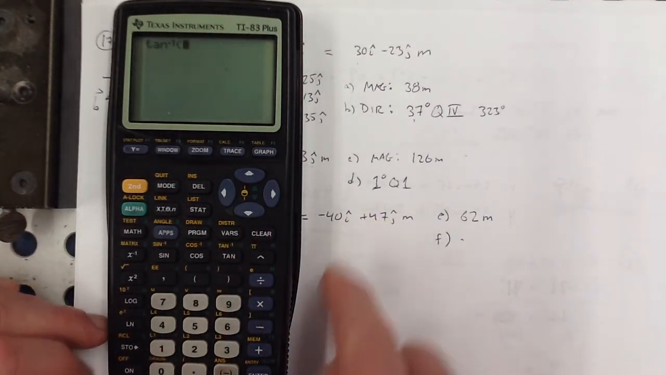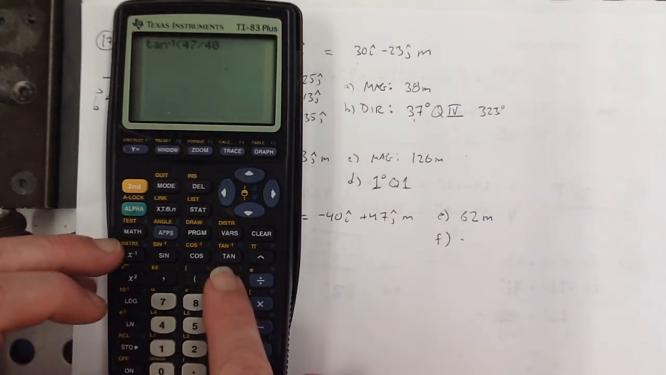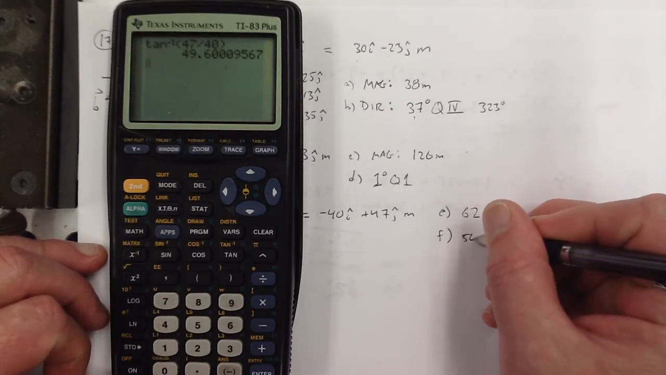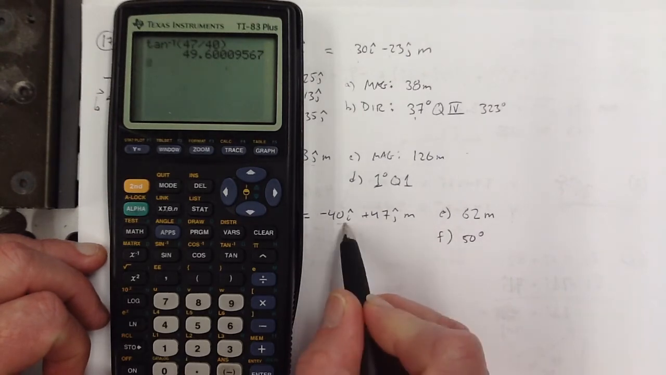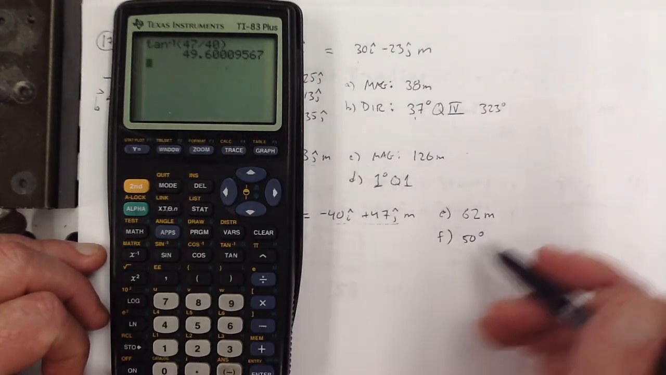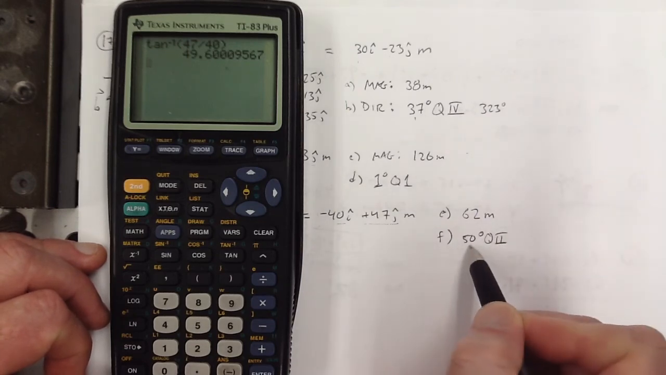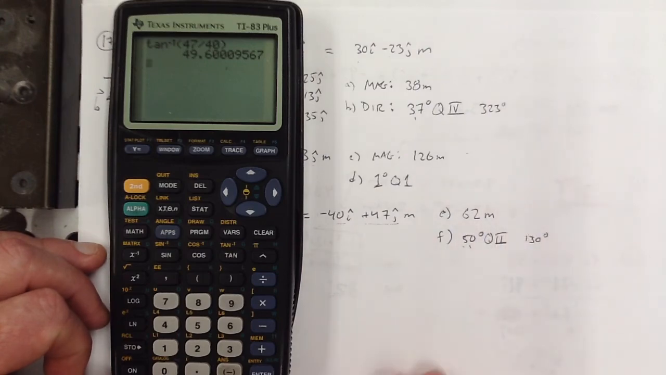Tangent inverse rise over run. I say all these things very tongue-in-cheek, of course. About 50 degrees if we're rounding to the nearest one. And where are we? We are negative, positive. That's the second quadrant. So the book is going to report that as 130 degrees, right? It's 50 degrees shy of 180.